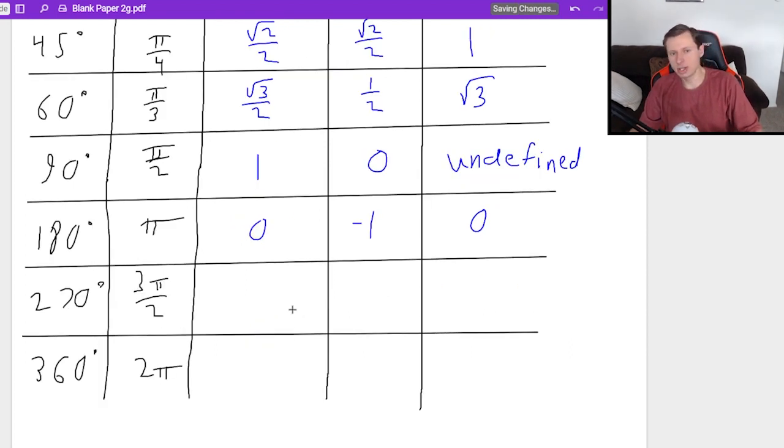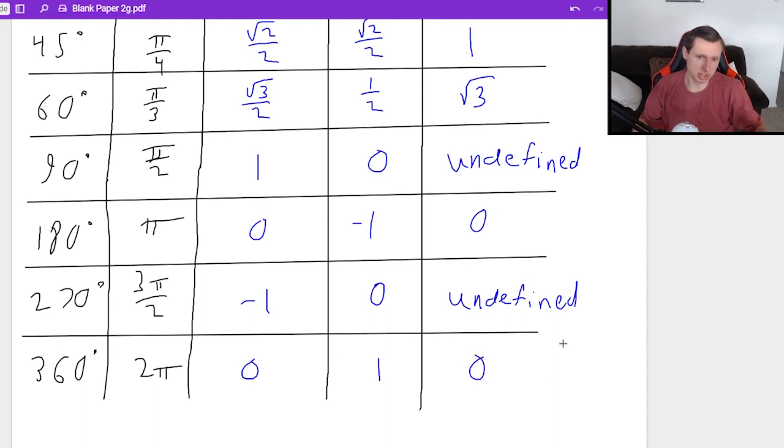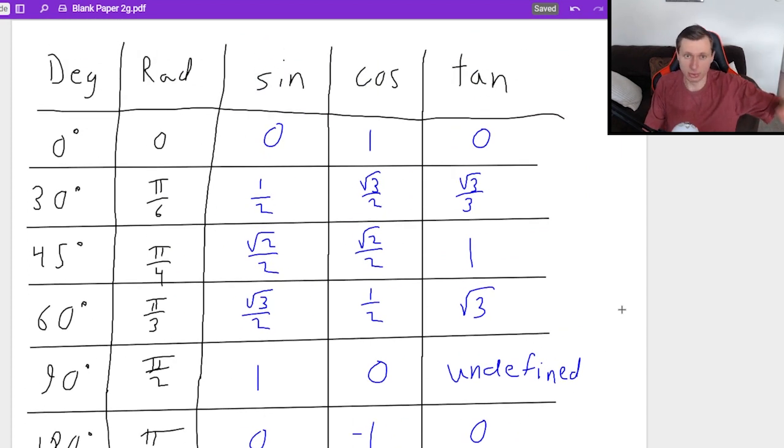For 270 degrees, that's like the lower position. It's going to be -1 for sine, 0 for cosine, and again undefined for tangent. And once we get back to 2 pi, we're back at the start. So the sine is going to be 0, cosine will be 1, and the tangent will be 0. Okay, and these are all the values you need to know for the unit circle.